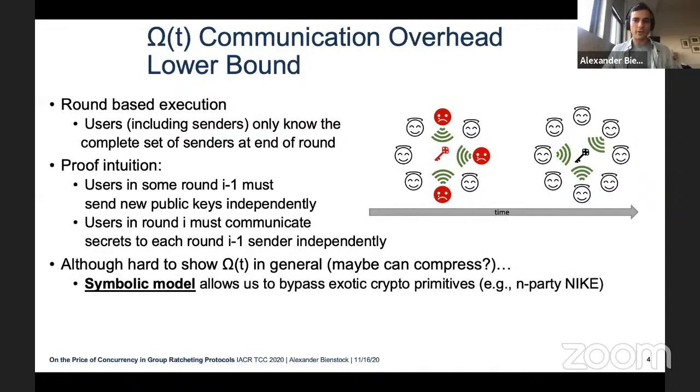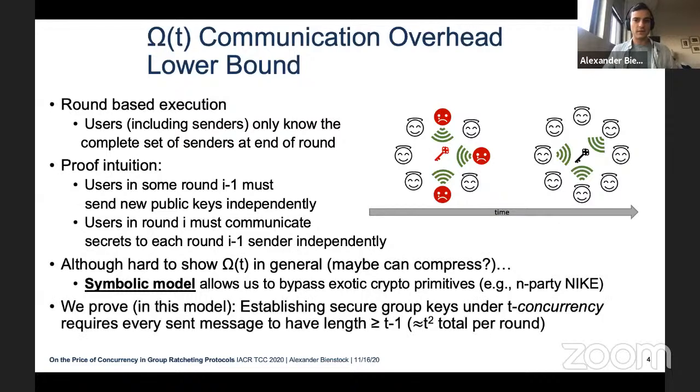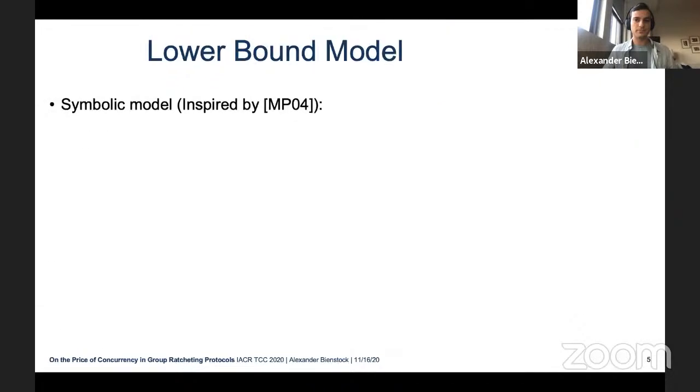We use a symbolic model, which allows us to bypass such exotic crypto primitives and focus on standard operations. So specifically, what we prove is that in our model, establishing secure group keys under T concurrency requires every sent message to have length at least T minus one, where length is the number of symbols in our model. And thus, there must be T squared total communication in the group per round. This is argued formally using graph theoretic tools, which I don't have time for now, but you can see it in the full paper presentation.